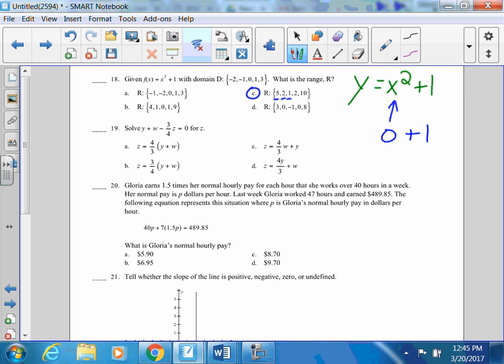And the next number up here is 1, so plug in 1 for x. 1 squared is 1, plus 1 is 2, so you have a 2 right there. And then finally plug in 3 for x. 3 squared is 9, 9 plus 1 is 10, there's a 10 right there. So C is your answer.